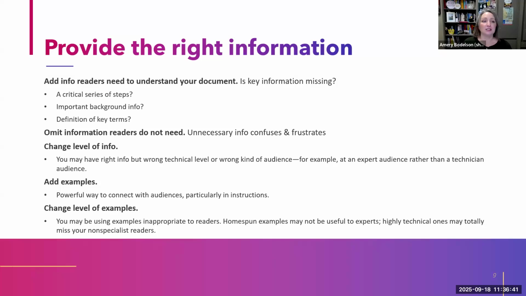So providing the right information means giving readers information they need to understand. And if there is an absolute series of steps that they need to take, like 1, 2, 3, you have to go in this order, you need to tell them that up front. If there can be some deviation, let them know that too. Oftentimes, you might include some background information.